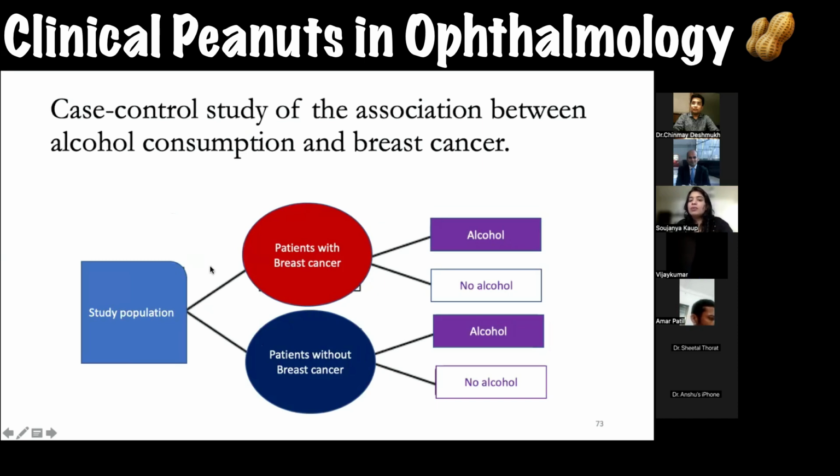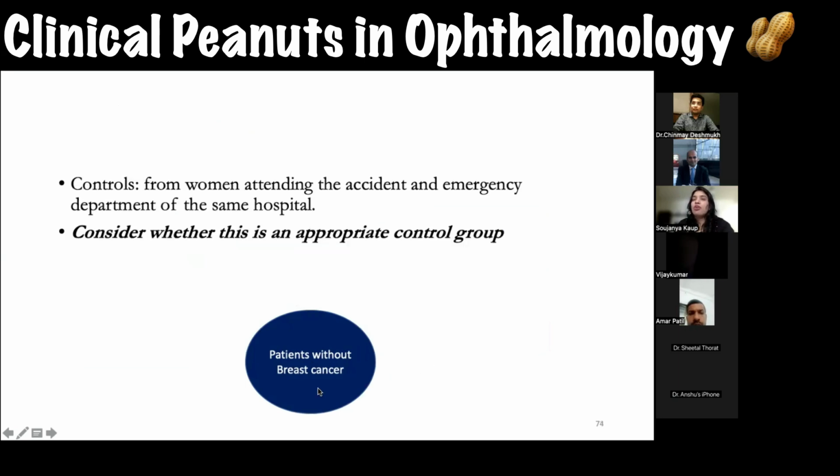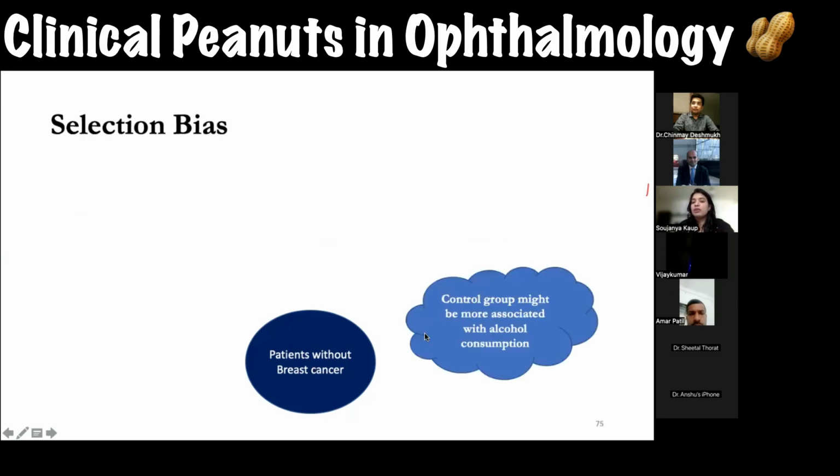Another example is patients with breast cancer and alcohol association. And again, you see how many patients without breast cancer have a history of alcohol intake. Here, an important issue is selection of the control group. If you choose a control group which is probably not the right type, say you're taking women who are attending the accidents and emergency department of the hospital as the control group for breast cancer patients, then this group is probably not a good one to select because the control group might be more associated with alcohol consumption, and that is why they're ending up with accidents in the emergency department. So it's not a good control group to select. So here something called selection bias has happened.